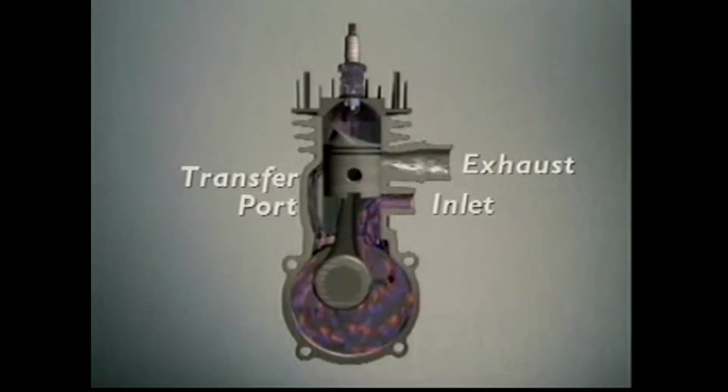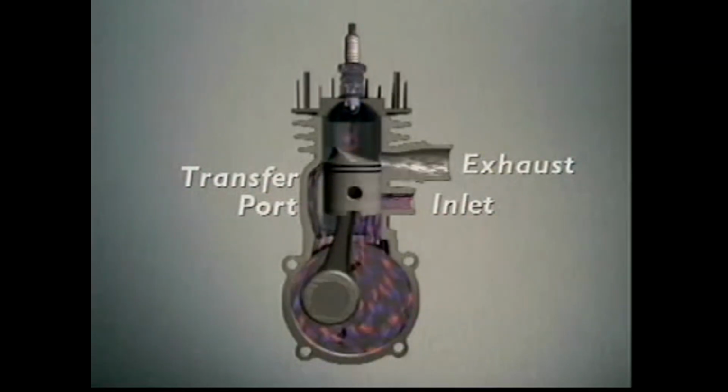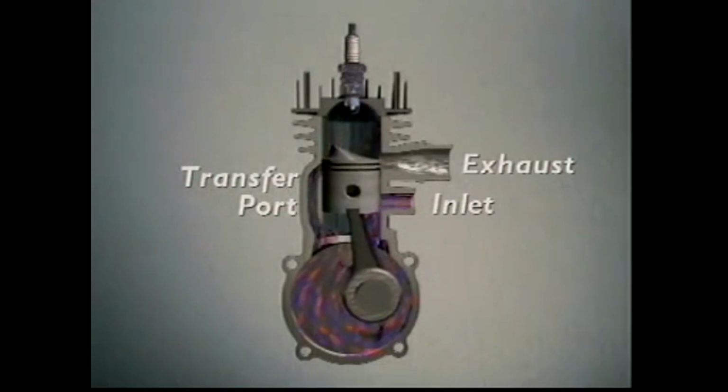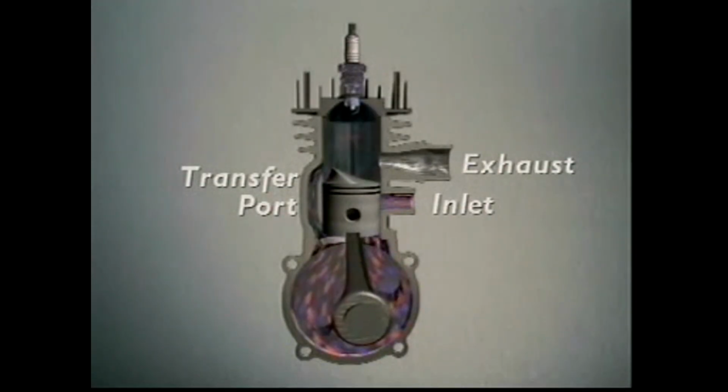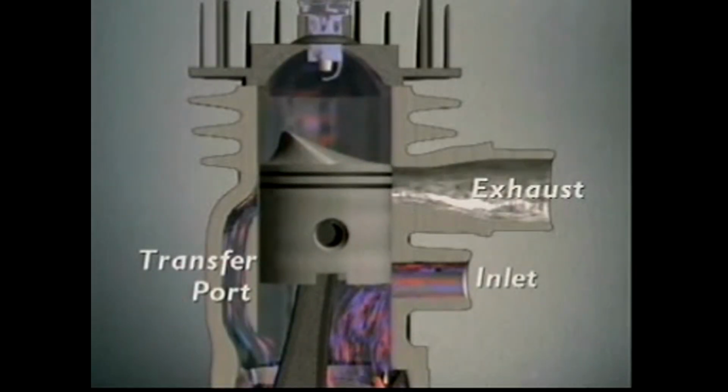The piston moves up the cylinder from its lowest point, bottom dead center, compressing air-fuel mixture already in the combustion chamber. As it rises, the top of the piston covers the exhaust port and the transfer port. This is a 3rd port, or passage, between crankcase and cylinder. The bottom of the piston uncovers the inlet port.